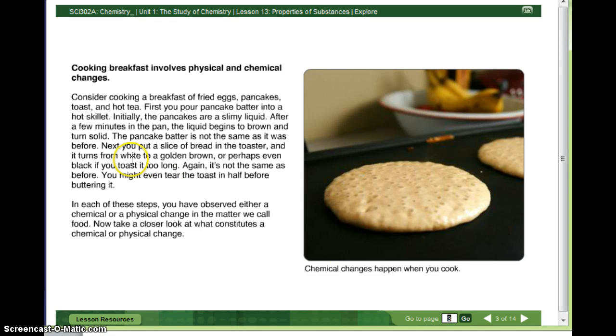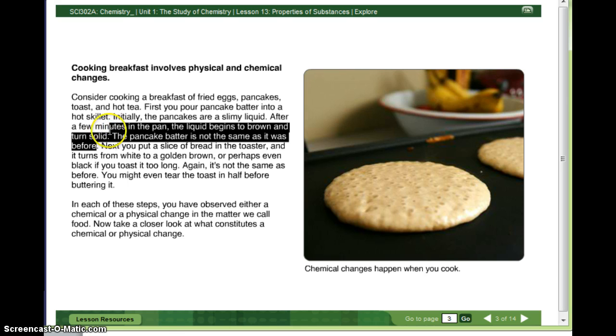Okay, I want to stop right there. Was this a phase change? The answer is no. For some reason, this trips people up. But think about it this way. If we are adding heat to a liquid, what is that liquid going to do? It's going to boil, right? It's going to boil and turn into a gas.